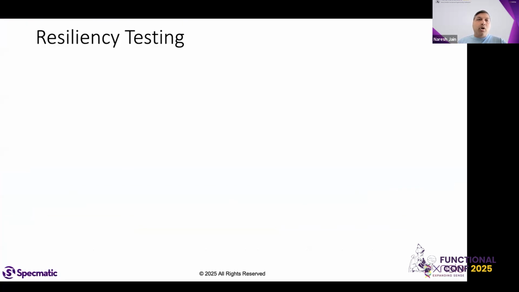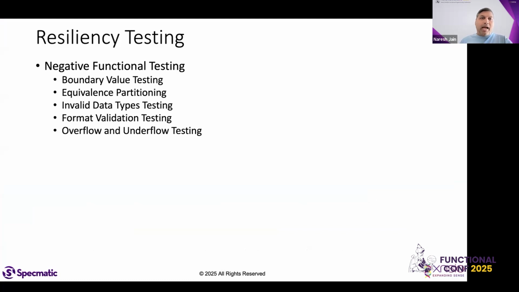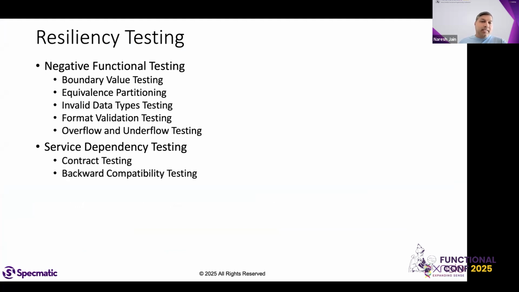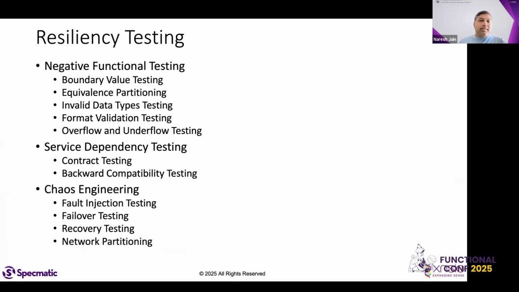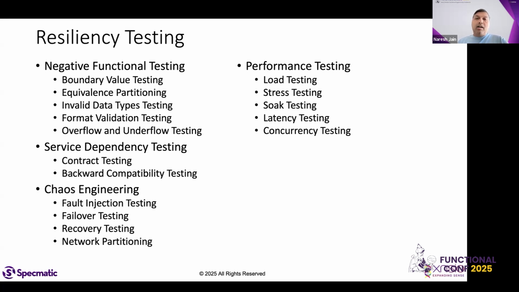Now let's look at what we can do to make our APIs more resilient. Like a good engineer, I asked GPT, what should I do for resiliency testing? And this is what it gave back. Negative functional testing is important, like boundary value analysis, invalid data types, overflow, underflow conditions. Sure enough. Service dependency testing in terms of both backward compatibility and contract testing, and chaos testing, where you may want to inject faults and do network partitioning or other kinds of things and see whether your APIs or your application continues to perform well. There will also be performance-related aspects where you may want to do load, stress, soak, and other kinds of tests to make sure that the application continues to perform well.